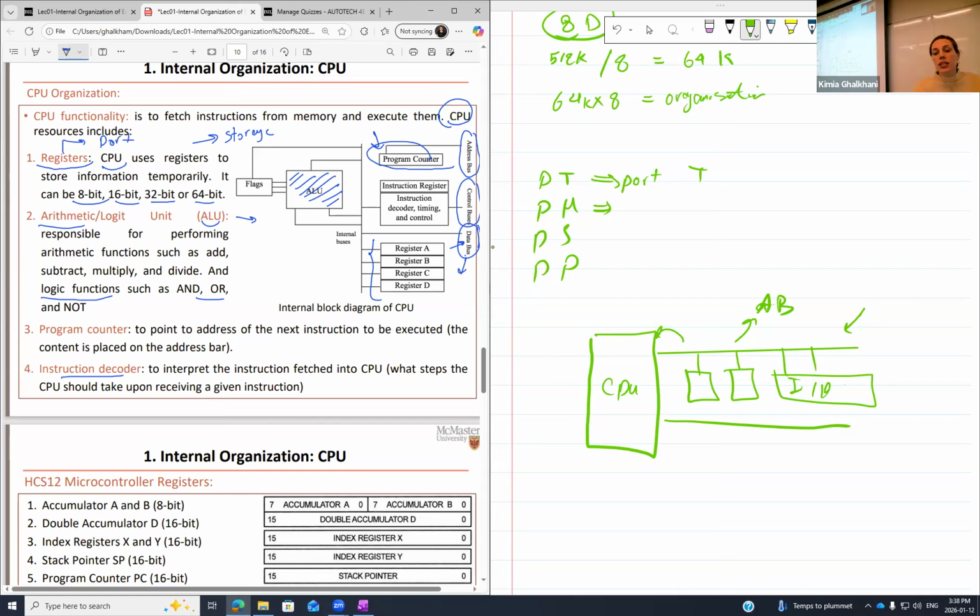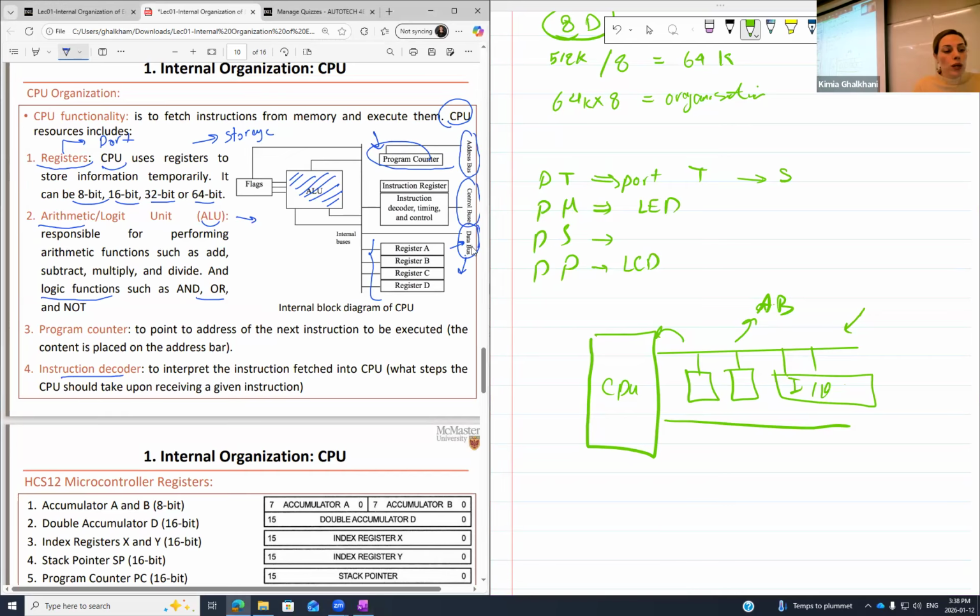Port A, port T in my setup in the lab is the switch. Port H is my LEDs. Remember those 10 LEDs? Port P is the LCD, and so on. Port S is used for different things.